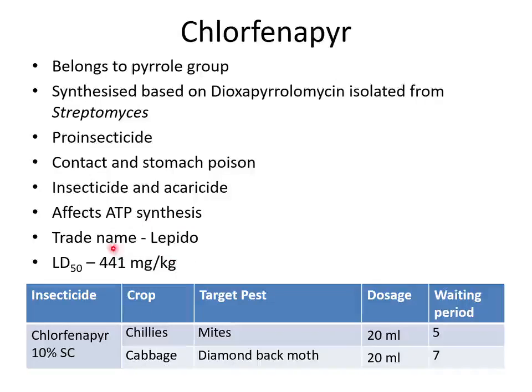The trade name is Lepido and LD50 is 441 milligram per kg. It is available in 10%. This Lepido is available in the market. We have used this chlorfenapyr in the work of Anusri. It was extremely effective against resistant Tribolium castaneum. So it is a potent compound. It is effective against mites of chilies and DBM of crucifers at the dosage of 2 ml per liter.